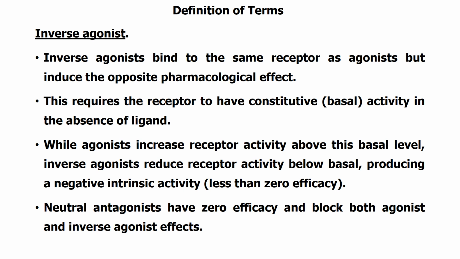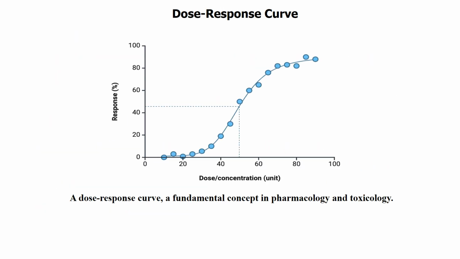Neutral agonists have zero efficacy and block both agonist and reverse agonist effects. Let's look at the dose response curve. A dose response curve is a fundamental concept in pharmacology and toxicology.